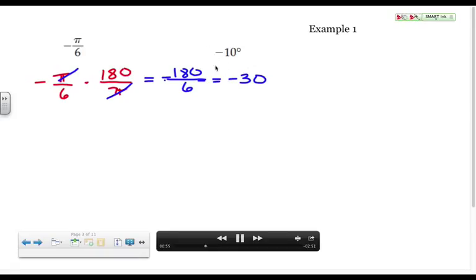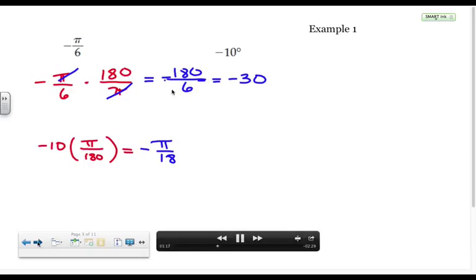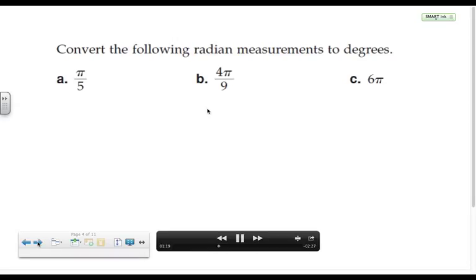Now if we have negative 10 degrees here, and we want to convert this to a radian, I'm going to do negative 10 times pi over 180. And then once the fraction reduces, that's going to give me negative pi over 18. So again, really, really simple. You can use your calculators, but be careful. You need to make sure you leave them in fraction form.